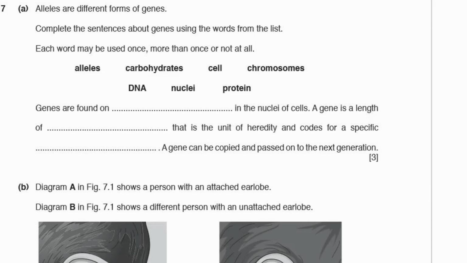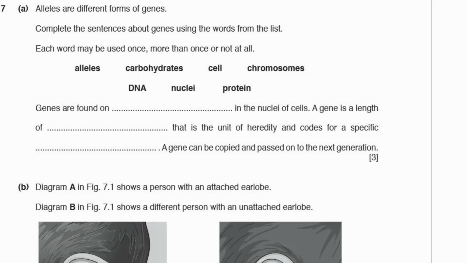Welcome back for more of the biology. We have question 7a. Alleles are different forms of genes. Complete the sentences about genes using the word from the list. Each word may be used once, more than once, or not at all. We have alleles, carbohydrates, cells, chromosomes, DNA, nuclei, and proteins.